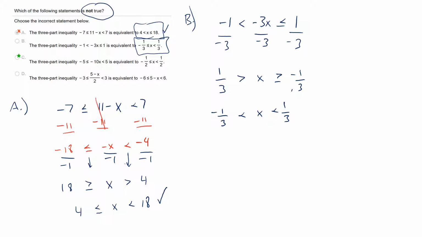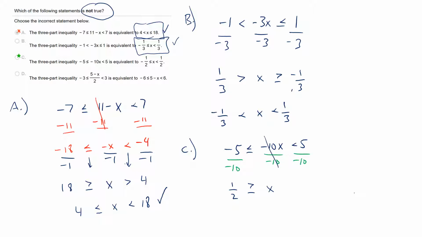And so we're looking for the one that's not true. Looking at part C, we have -5 less than or equal to -10x less than 5. To solve this, I would divide by -10 in order to isolate the x in the middle. Whatever I do to the middle, I have to do to the far left and the far right. And so -5 over -10 is +1/2. We're dividing by a negative, so we flip the sign.